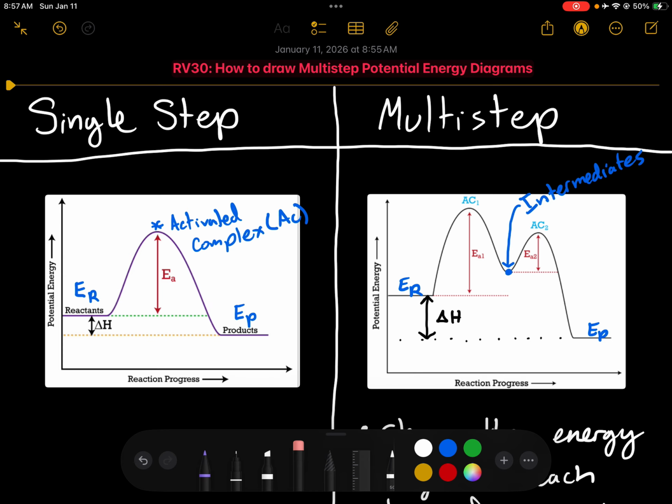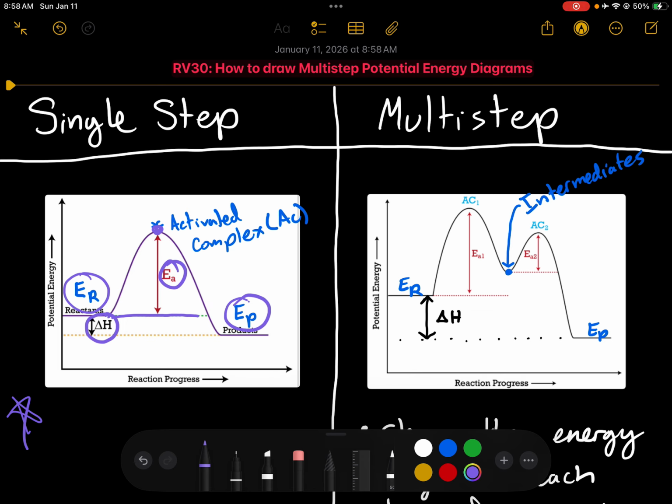So, single step ones, the ones that you see over here, you've seen those before. We know what the different pieces mean. We know that E sub R means the energy of reactants. We know that E sub P means the energy of products. We know the distance between where the reactants are and the top of this hill, or the activated complex, is the activation energy, which is the energy input required to make that reaction function. And we know that delta H means the change in enthalpy between the reactants and the products, completely separate from the activation energy. Multi-step reaction diagrams are the same.